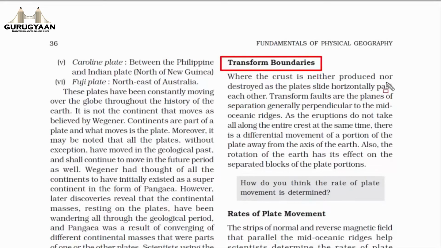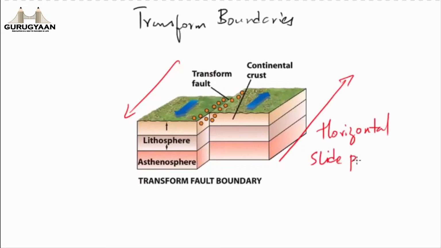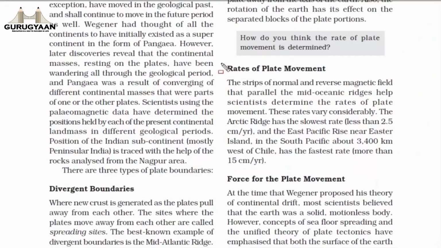In this mechanism, what happens is the motion of the plate is horizontal. Or in other words, here the two plates slide past one another. I mean, the best way to imagine is look at this picture and see how the plates are moving past one another. Now that we have read about different plate movements, it's time to understand what is the rate at which these plates move.